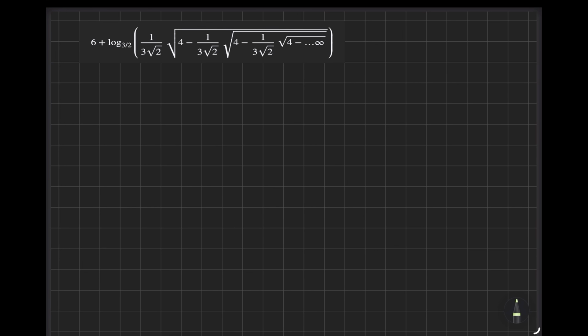So, we are back with a wholesome new question which says we need to find out the value of 6 plus log base 3 by 2. The argument is 1 by 3 root 2, root over 4 minus 1 by 3 root 2, root over 4 minus 1 by 3 root 2, and so on till infinity.